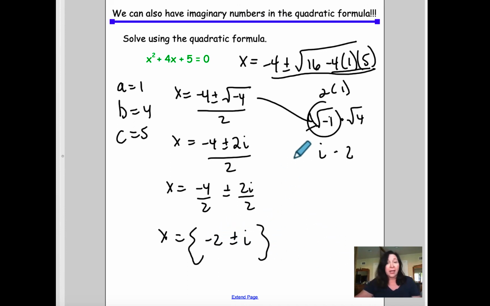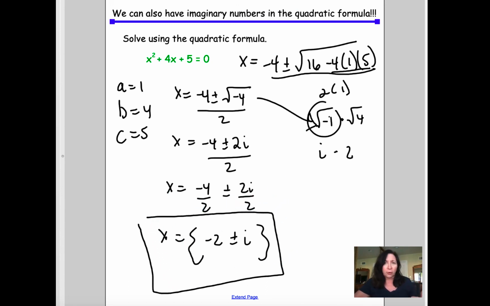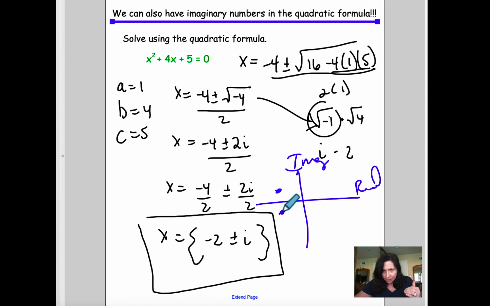And then you're done. Now, if you were taking a test where they ask you to actually graph this, you would have to graph this on a complex plane where you have an imaginary axis here and a real axis here. And you would go over 2 on the real axis and up i on the imaginary axis, and then over 2 on the real axis and down i on the imaginary axis. Those would be the points for the two solutions.